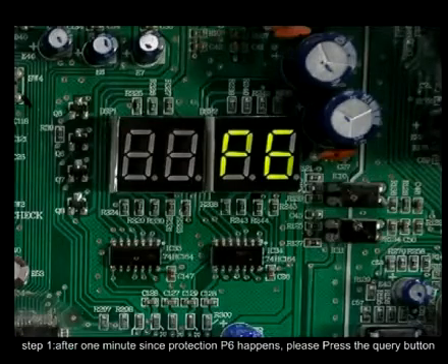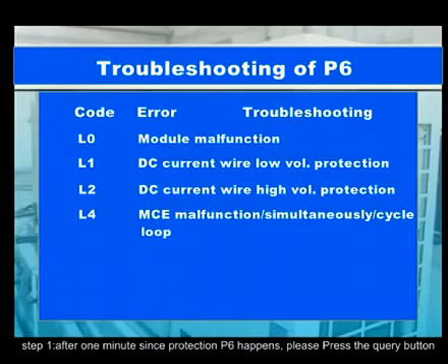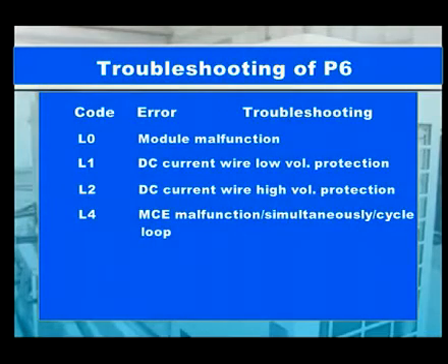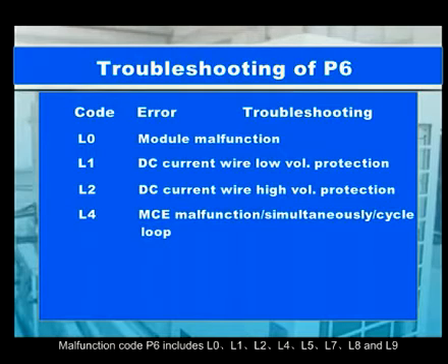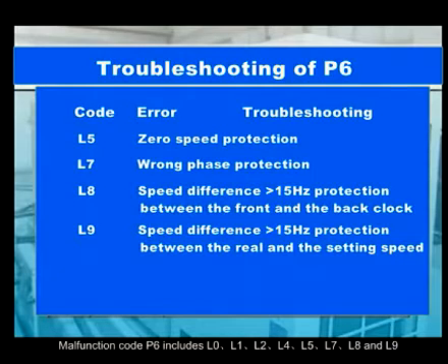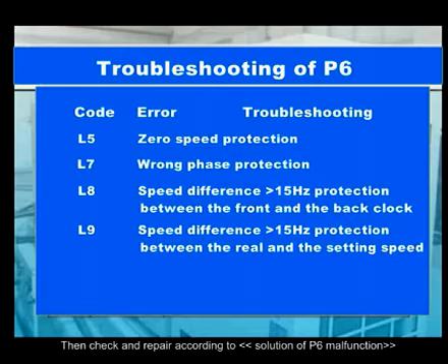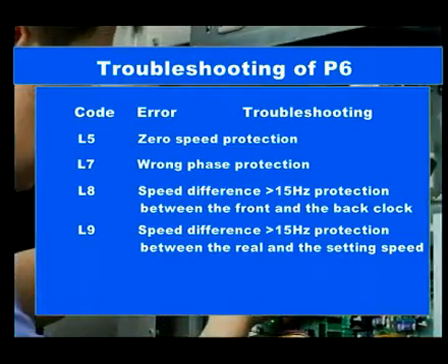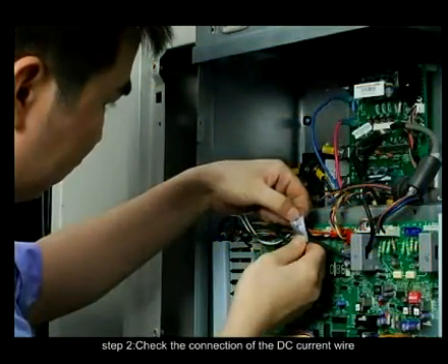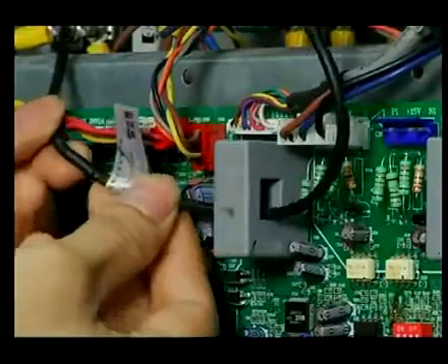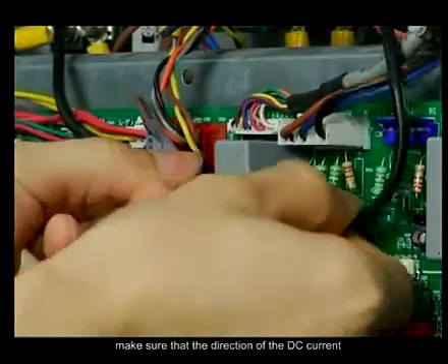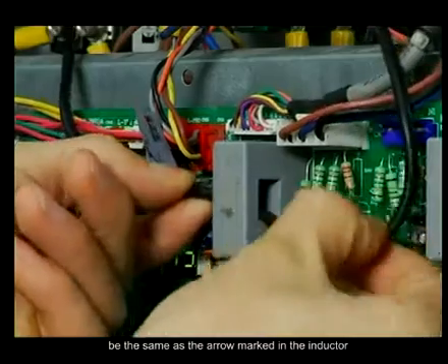Step 1. After 1 minute since protection P6 happens, please press the Query button. Malfunction code P6 includes L0, L1, L2, L4, L5, L7, L8, and L9. Then, check and repair according to the solution of the P6 malfunction. Step 2. Check the connection of the DC current wire. Make sure that the direction of the DC current is the same as the arrow marked on the inductor.